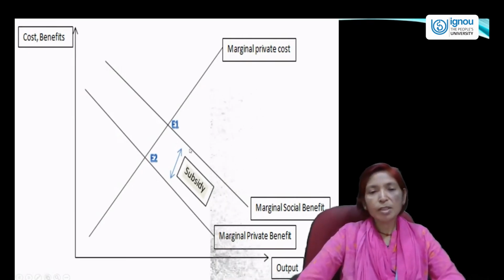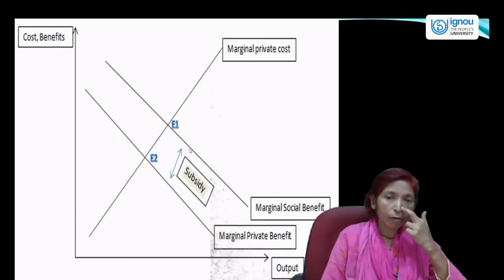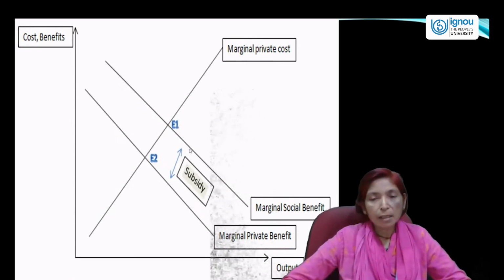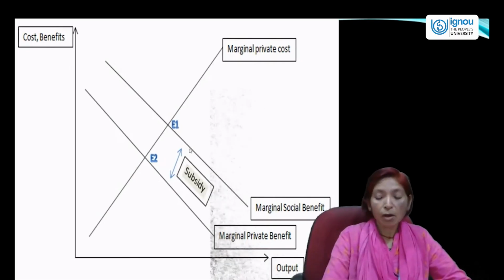So in case of positive externality, government will provide subsidy, and in case of negative externality, government will impose taxes on producers to remove the effect of negative externality. Next is, on y-axis we will always take cost and benefit, and on x-axis output.